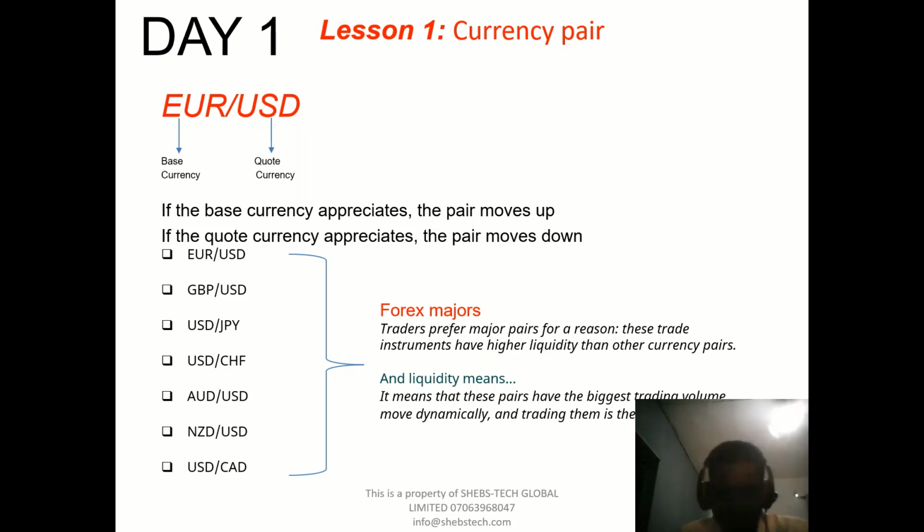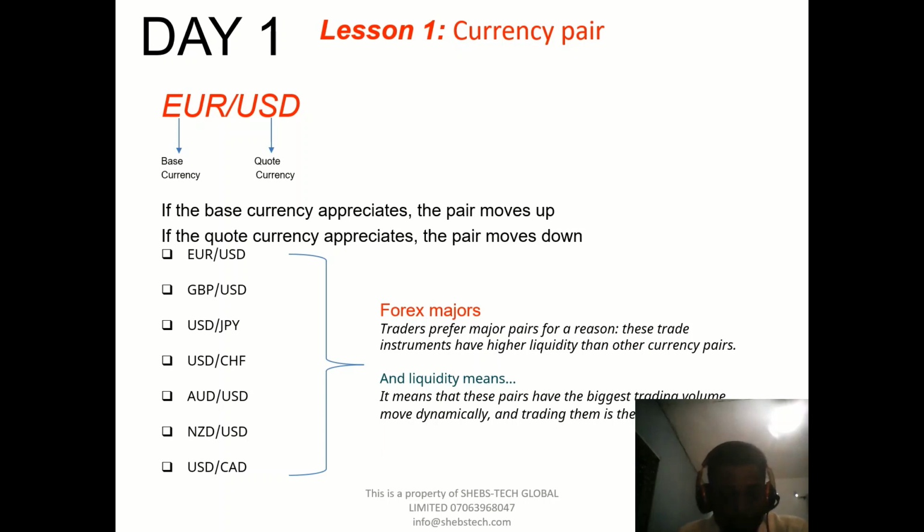Vice versa. And if the euro economy is doing fine and the euro appreciates, you buy this pair. Okay, so that's how it goes. That's what we call the forex majors. Majors are currency pairs that have the biggest trading volume, and these pairs move dynamically, and trading them is the cheapest.